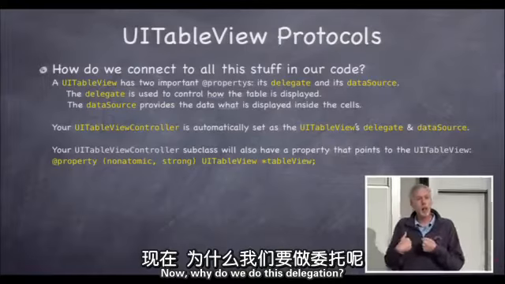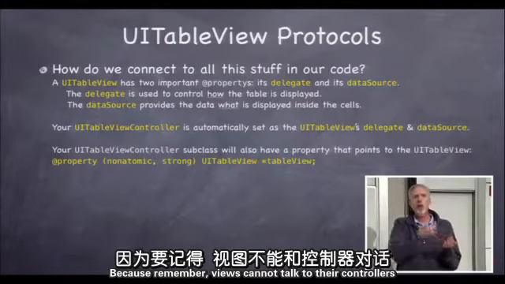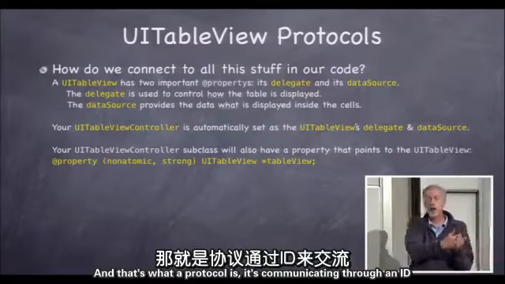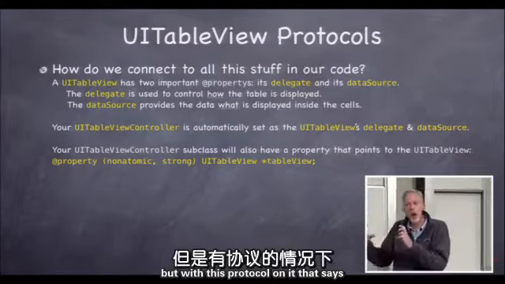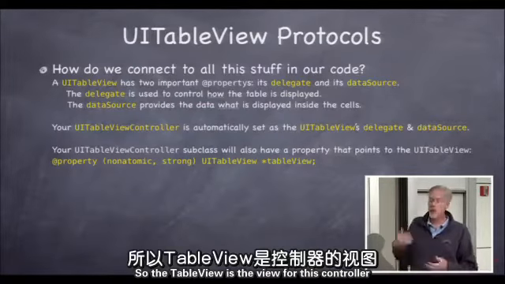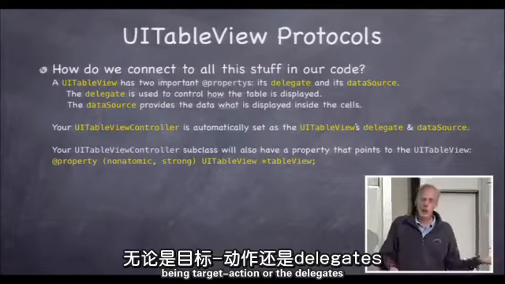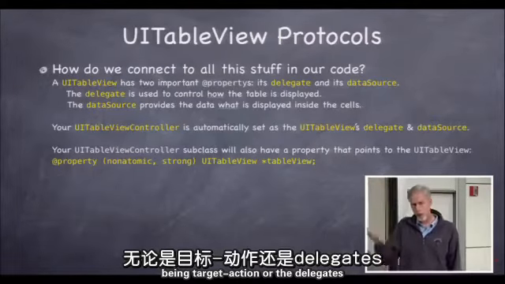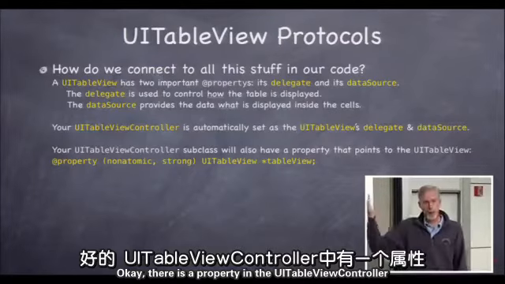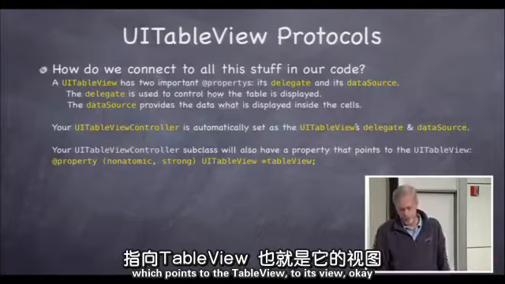Now, why do we do this delegation? Because remember, views cannot talk to their controllers except through blind communication. And that's what a protocol is. It's communicating through an id, but with this protocol on it that says what kind of messages are going to go back and forth. So the table view is the view for this controller. We can only talk back to it through target action or the delegates, or we could have outlets into it too. There is a property in UITableViewController which points to the table view, to its view.